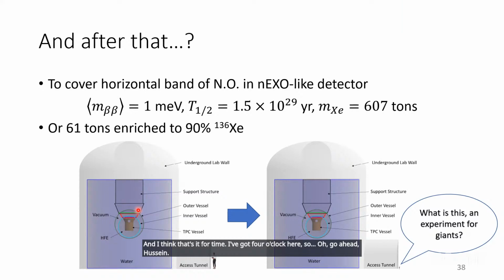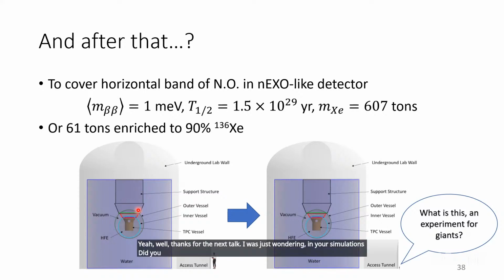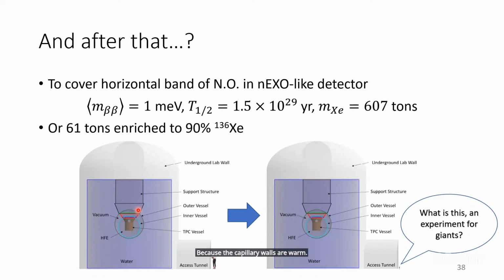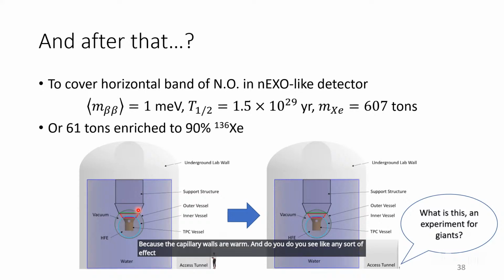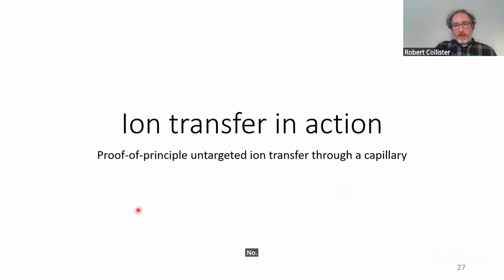Yeah, thanks for the nice talk. I was just wondering, in your simulations, did you ever notice that when you have your liquid xenon that's being transported, it will start heating up from the sides first and then inwards, right? Yes, because the capillary walls are warm. And do you see any sort of effect where it basically acts like an insulation? No, we don't see that in the simulations.